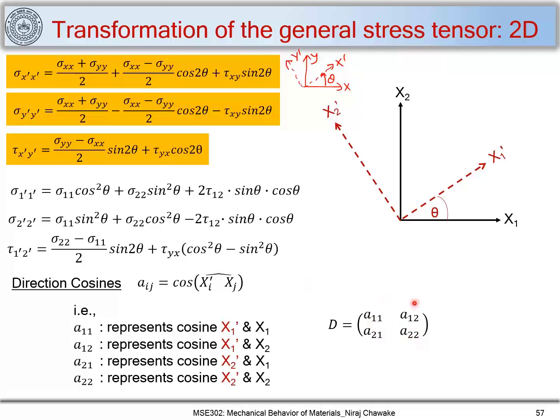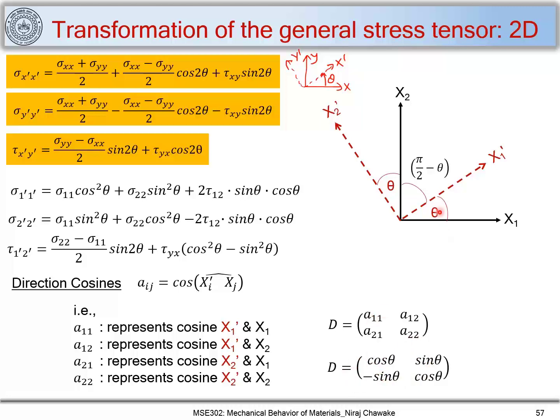Now let's find the values of a11, a12, a21 and a22. For that we need the angles between the axes. This angle is pi by 2 minus theta, because x1 and x2 are orthogonal, while this angle becomes theta. So now let's find the values of these components a11, a12, a21 and a22.